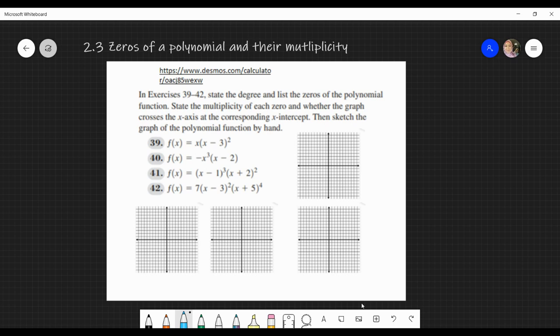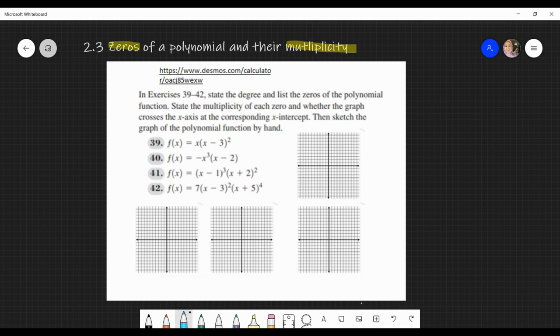Hi, in today's video, we're still on section 3 of chapter 2. We're going to talk about zeros of a polynomial and their multiplicity. So that word multiplicity might be a new keyword for today's lesson. And the word zeros you should be familiar with.